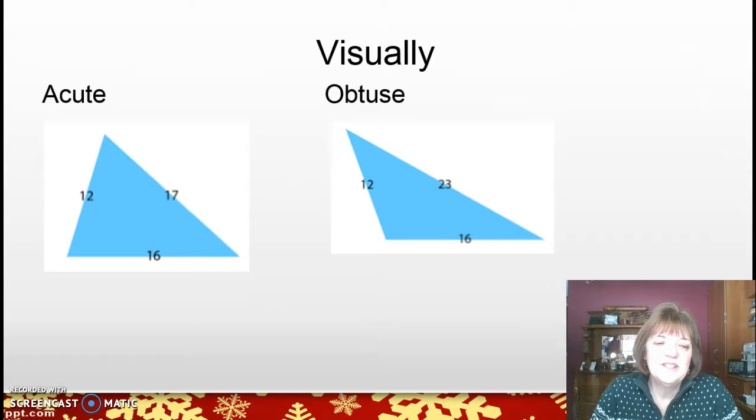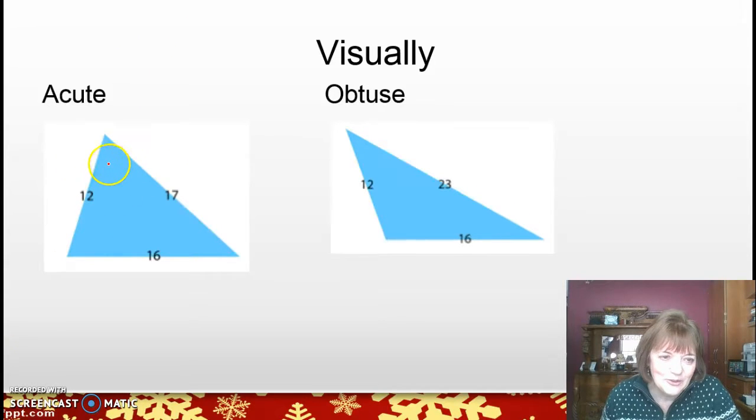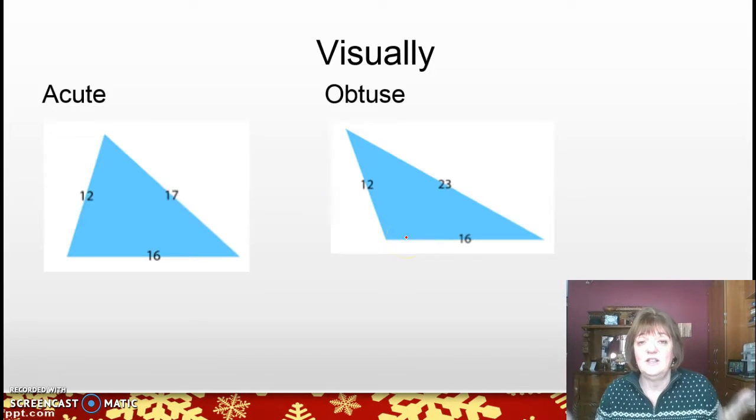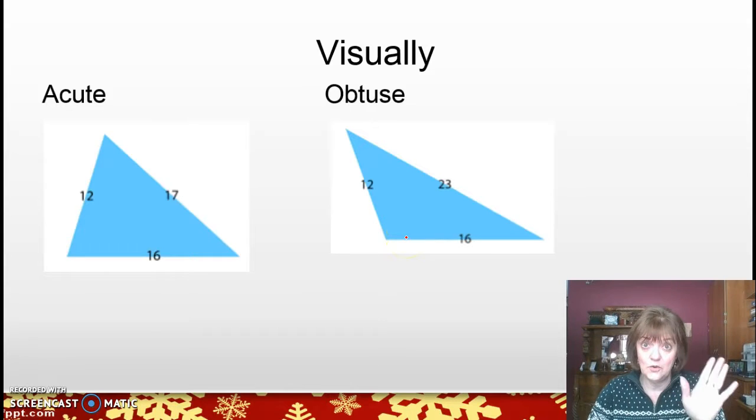All right, so visually, when you're looking at acute or obtuse, you can see that the acute triangle is kind of cute. All of its angles are going to look smaller than 90 degrees. You can see it on most of them. Obtuse, on the other hand, one of the angles is going to look larger. It's not going to be all three smaller. So visually, you can see it. No tricks there.